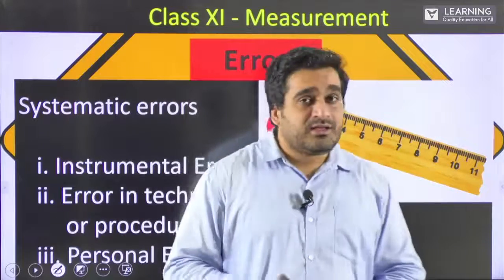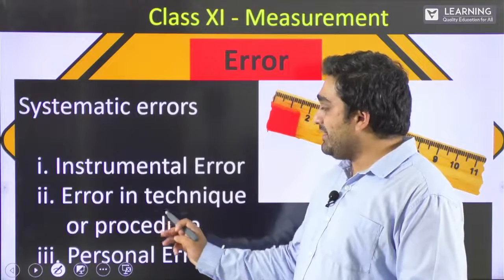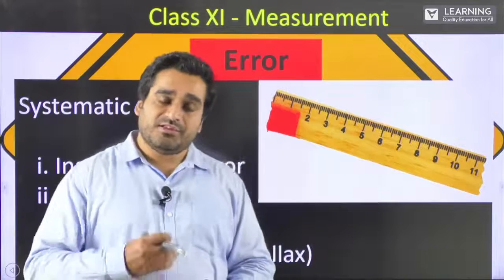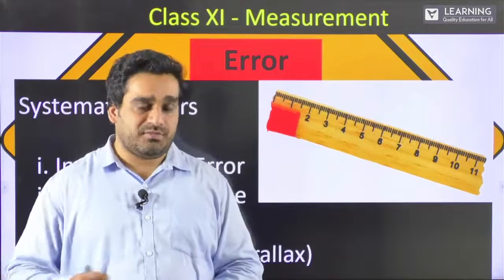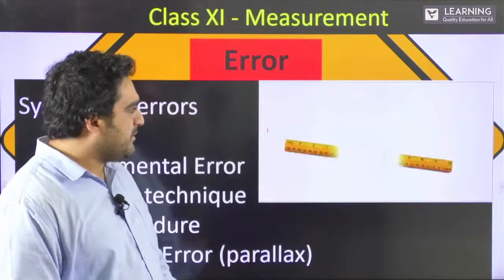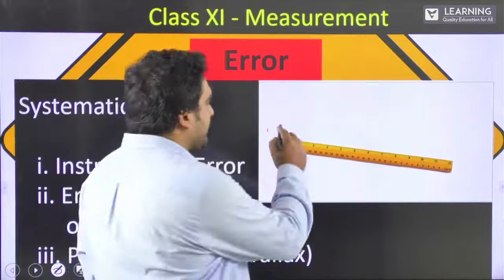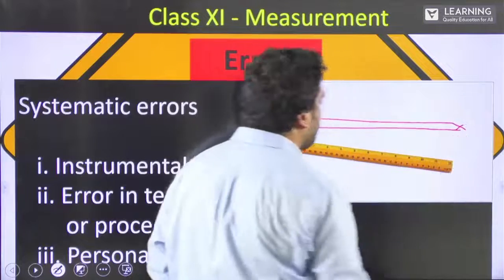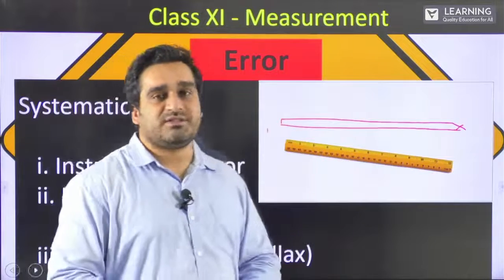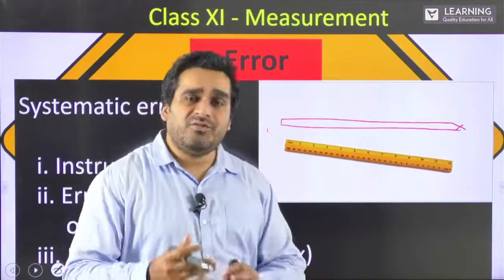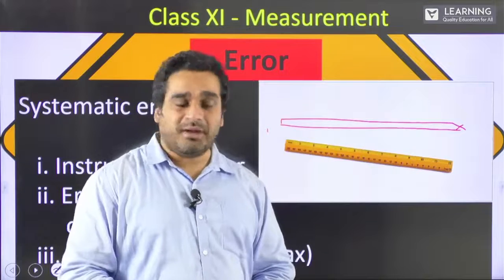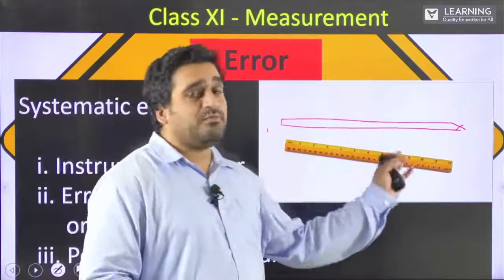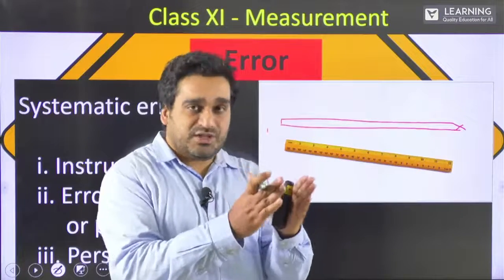Now the second systematic error is the error in the technique or the procedure. When you have to conduct the measurement, there's a procedure in which you conduct this measurement. Here's one such example. Let's say there's an object placed, a pencil or a pen, and you're trying to determine the length of the pencil or the pen. How would you determine this length? Using a ruler. Now, you need to make sure that the two objects are parallel to each other.